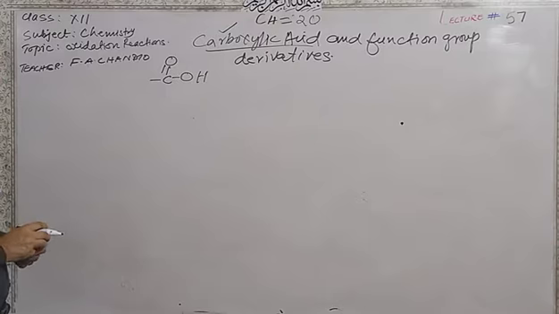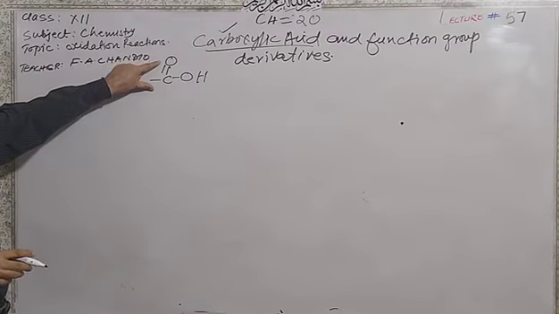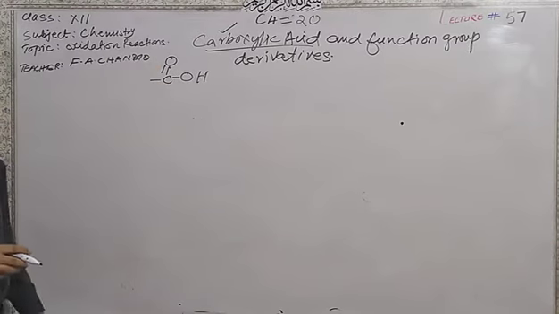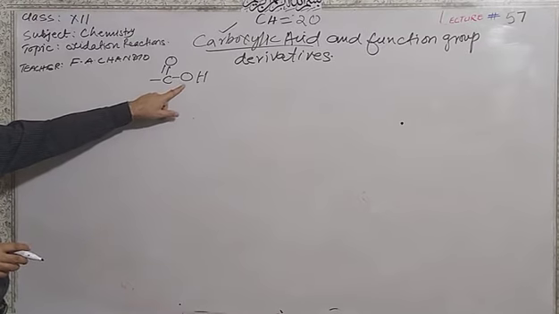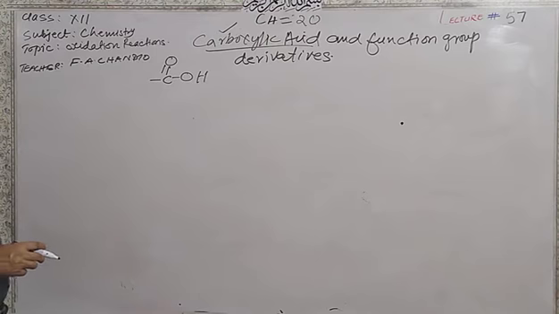We have done the functional groups. It has 2 functional groups, carbonyl and hydroxyl. That's why we call it carboxylic. Carbo means carbonyl, oxylic means hydroxyl. So 2 groups are here.